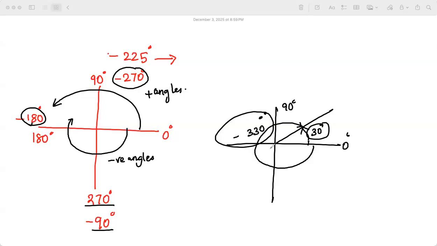Yeah, I got it. Now let's talk about another angle, 60. If this is 60 degrees, I can also refer to it as minus 300, right? Make sense?